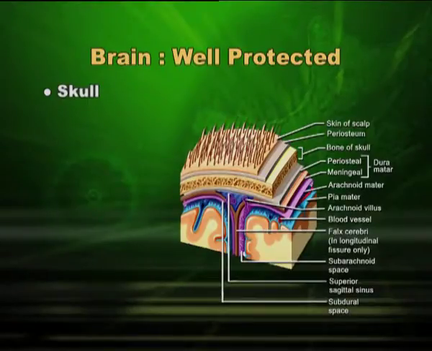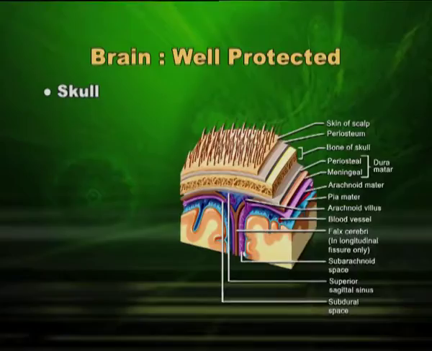Now, it is important to know how it is protected. It is a soft tissue and very important, very sensitive, so it should have proper protection. The first protection is the skull. We know the skull is made up of hard bones which are sutured in between to give it a good shape, and the brain is present within this skull, but that is not enough.